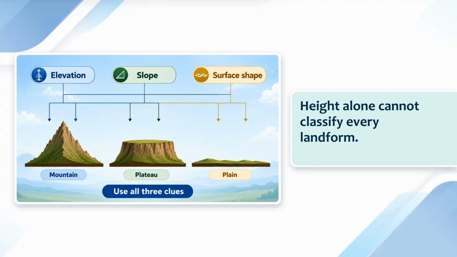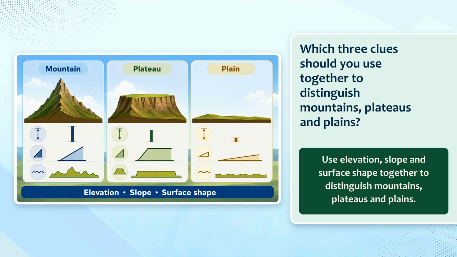The comparison works only when the clues are combined. Height alone cannot classify every landform. Slope and surface shape add the evidence needed for a better decision. Look across all 3 panels again. Which 3 clues should you use together to distinguish mountains, plateaus, and plains? The comparison gives us the rule. Use elevation, slope, and surface shape together to distinguish mountains, plateaus, and plains. Those 3 clues help prevent one-feature guesses.